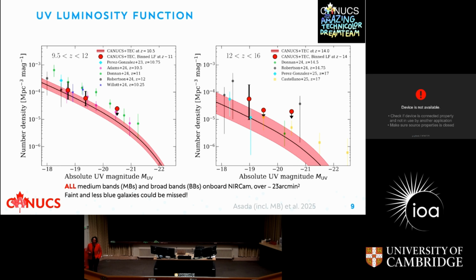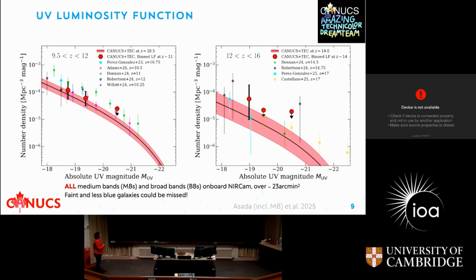So one has to be careful, right? Because when you look at the measurements, those measurements are usually done in a single field, and there is a large cosmic variance between the fields. So maybe there are a couple of very luminous galaxies in one field, but that doesn't mean that the same is true in other fields. The other thing you need to be very careful for is, of course, selection effect. And with medium bands, we have a much better handle on redshifts.